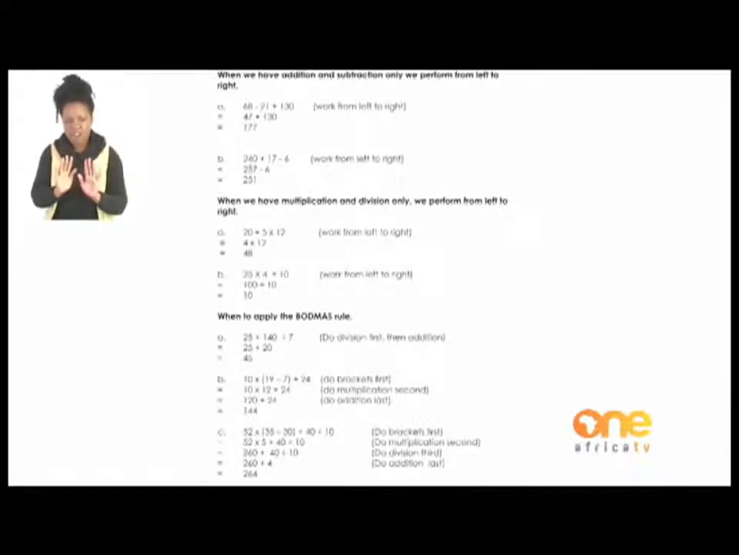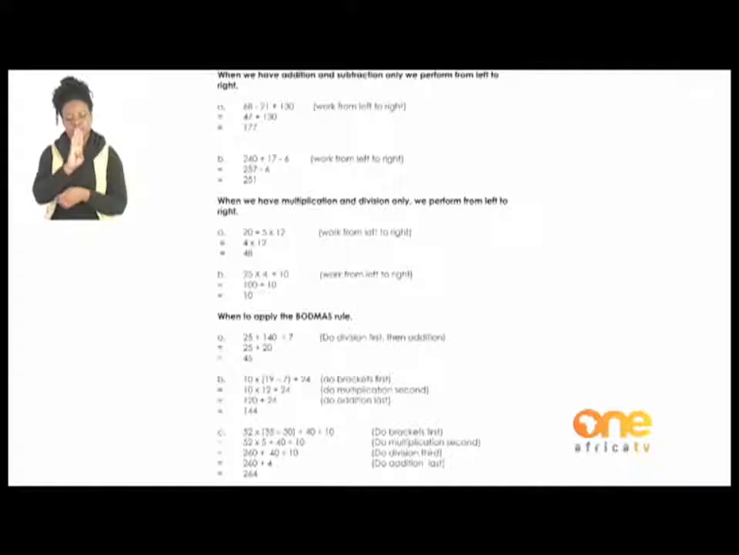Remember what we said, BODMAS works from left to right. Addition and subtraction is like brother and sister. The one that comes first, that one we do first. So here we have a subtraction first, and that part of the sum we will do first. So we say 68 minus 21 equals 47, plus the 130. And now we do the addition sum: 47 plus 130 equals 177.